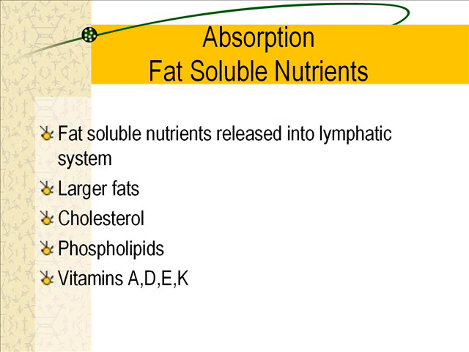The next category would be the fat-soluble nutrients. These are absorbed into the lymphatic system. Nutrients that fall in this category are the larger fats, the majority of fats in our diet, cholesterol, the phospholipids, and the fat-soluble vitamins, which are vitamins A, D, E, and K. A quick way to remember the fat-soluble vitamins is, remember, ADEK.